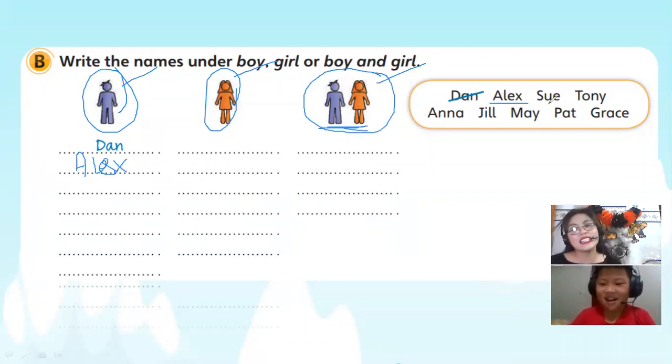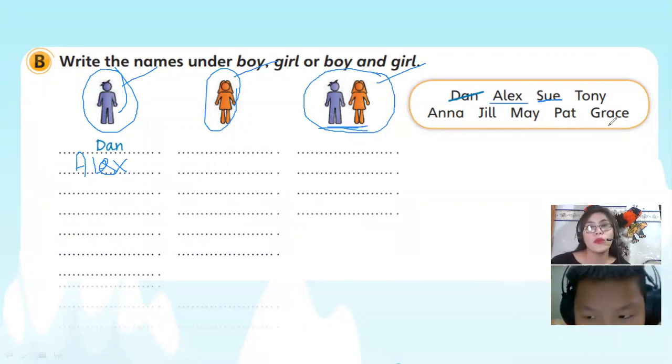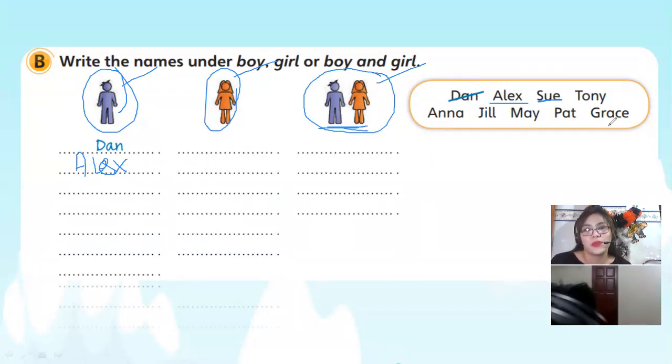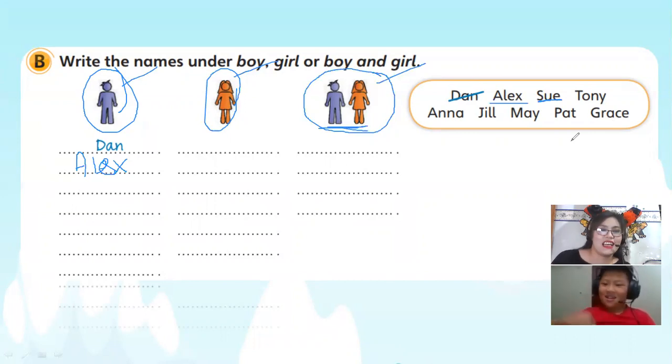Okay. Next is the name Sue. Can you repeat after me? Sue. Sue? Okay, yes, Sue. Where should we put the name Sue? Boy, girl, or for both? I think girls. Oh, girls. Okay, Sue is a name for girl. Let's put Sue over here on the girl.